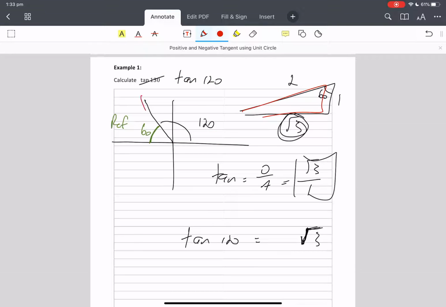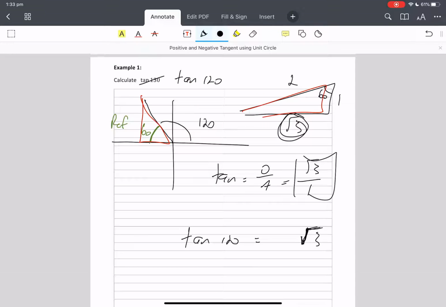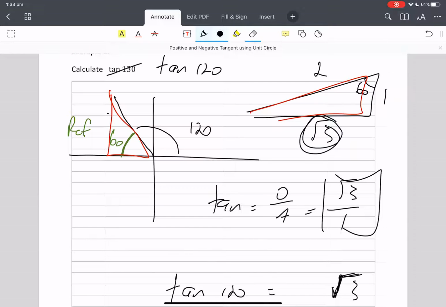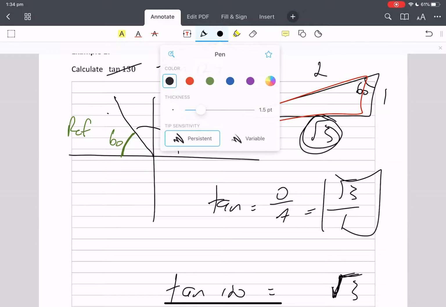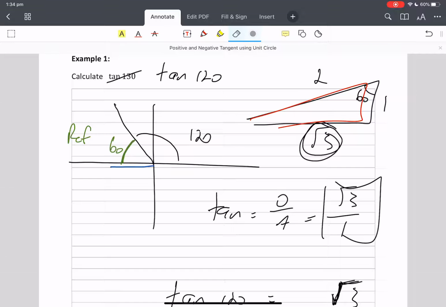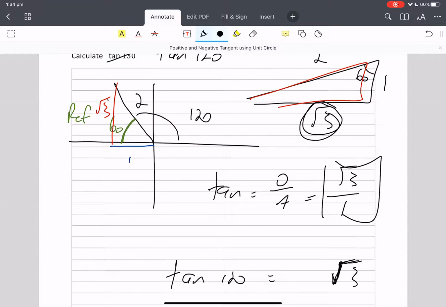We know the value is root 3 because that triangle and that triangle are the same triangle. So the ratios of the side lengths are the same. More specifically, let's go blue, and red, that red is going to be root 3, and the blue is going to be 1 because I've drawn my terminal ray with a length of 2. Anyway, that's where the root 3 comes from.